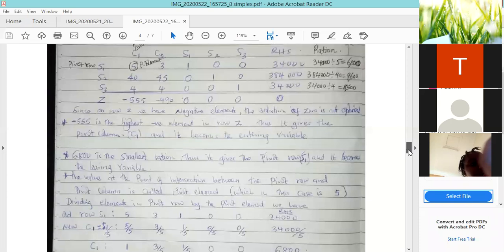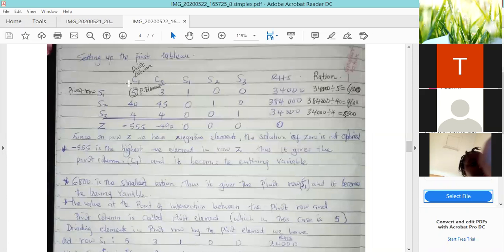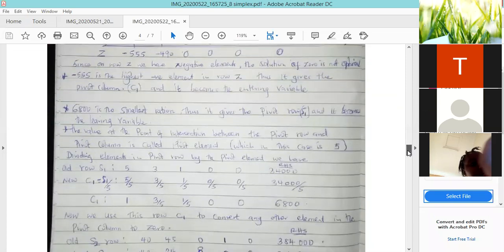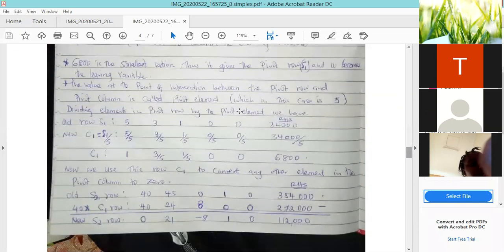How do we do this? After we have identified the point of intersection between the pivot column and the pivot row, which is 5, we'll divide all elements in the pivot row by that 5. I repeat, all elements in the pivot row will be divided by the pivot element. And the elements we now get will give us the new row we are calling the X1. So we start with the old values of the S1, which were 5, 3, all the way to the last one here, and we divide by 5 all through to come up with the new elements, which will give us row X1 as our entering variable.